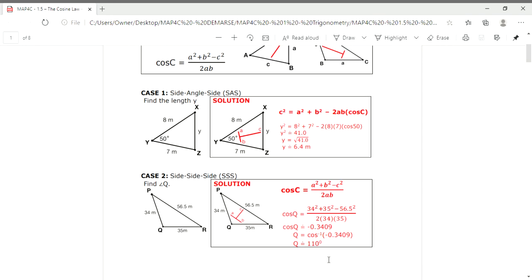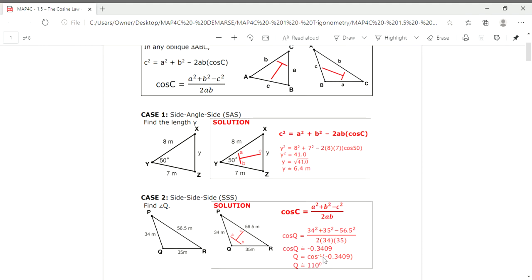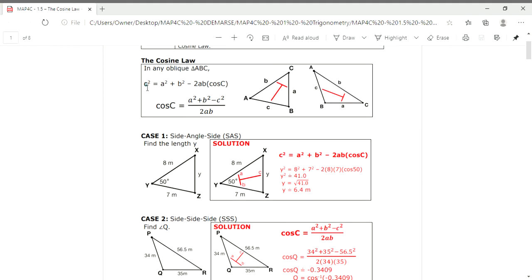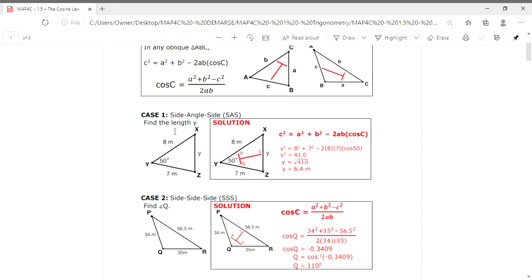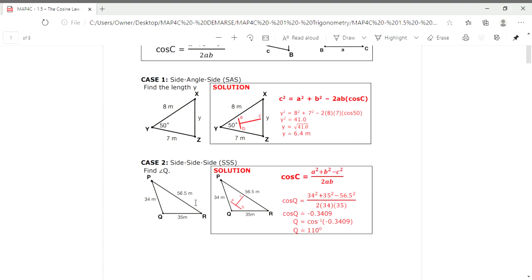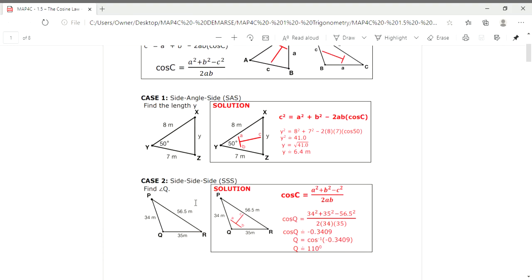So cosine law has two versions, one used to find the side length, one used to find a missing angle, and is used whenever we can't use sine law. That's used whenever we don't have a matching side and angle combination. The two cases being if we have side, angle, side, or all three side, side, side. So that's it for 1.5 cosine law.